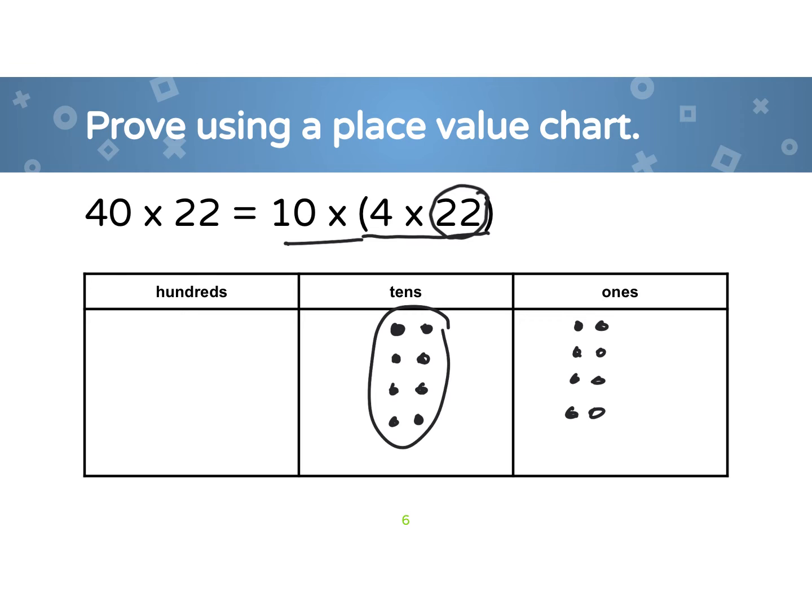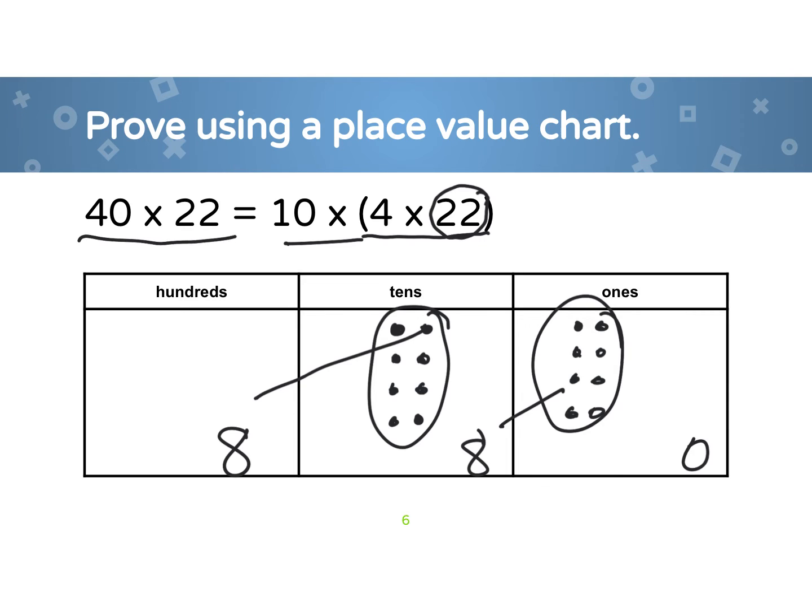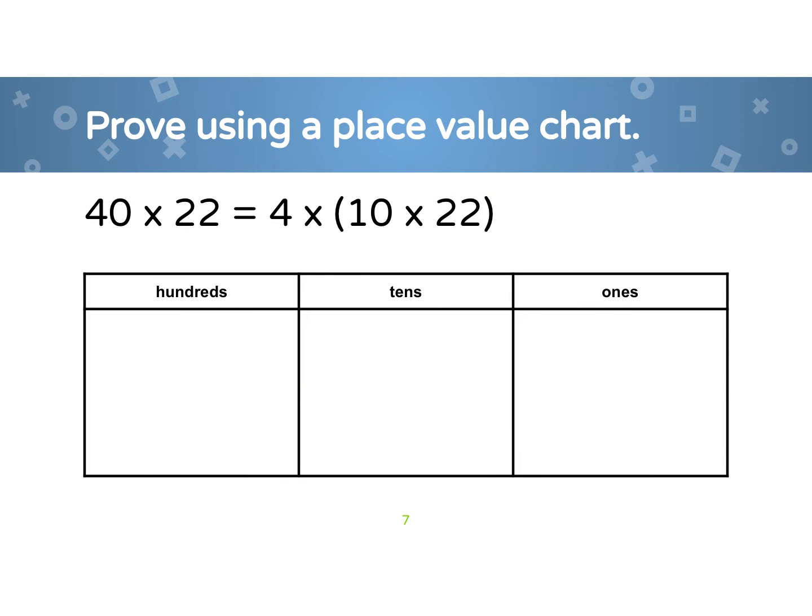So we just take these and we put that over there. So we have 8 hundreds. And we take these, we have 8 tens and 0 ones. So our total would be 880. Now let's regroup, let's use the associative property again with this same problem on the next slide. So the associative property says that if we associate it this way, it's going to be the same answer that we had before.